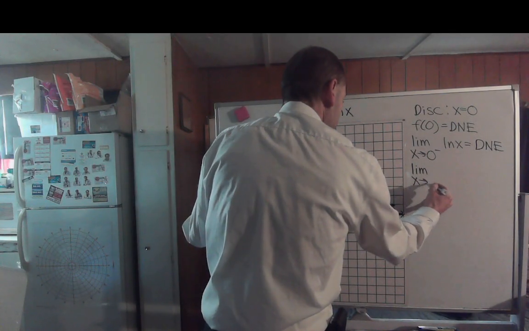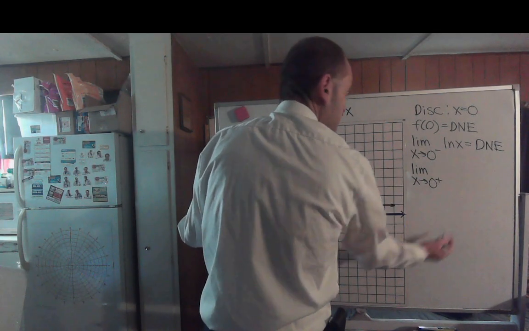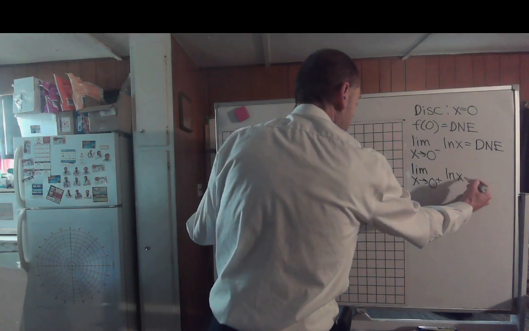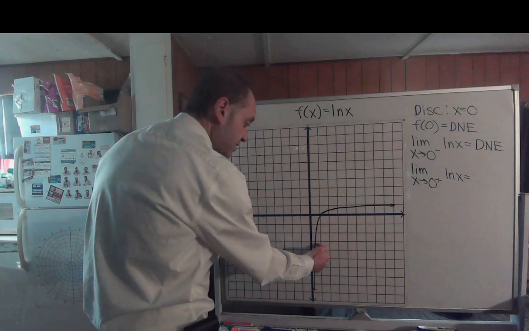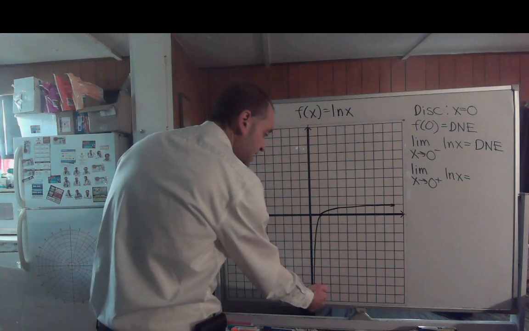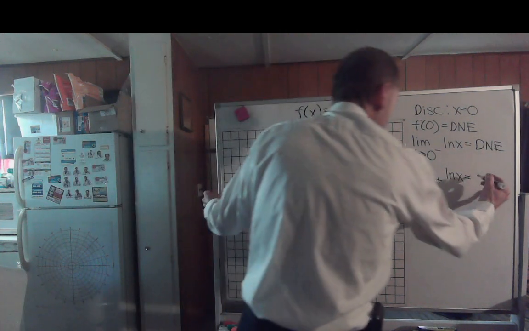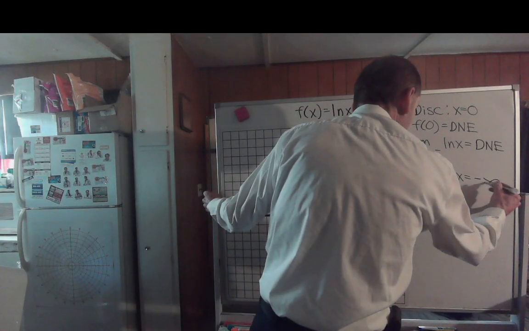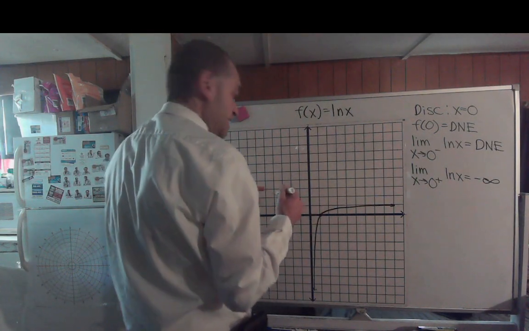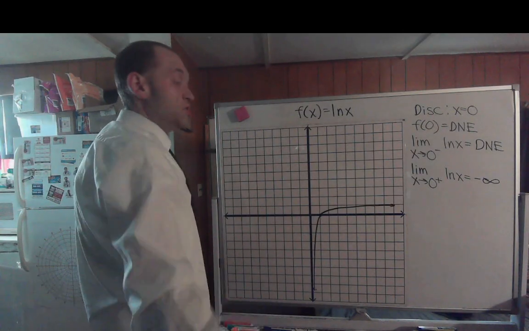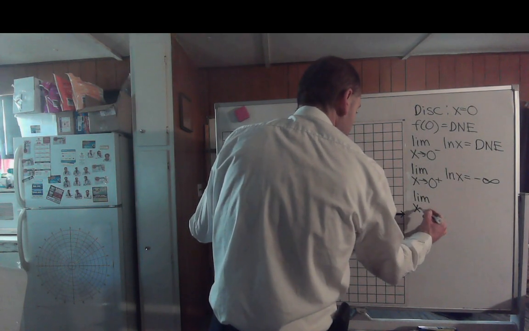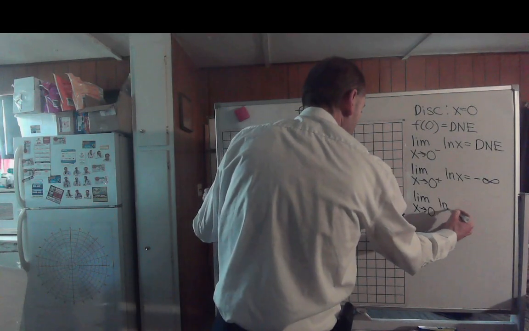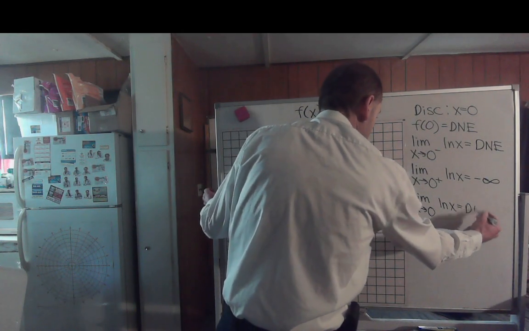If I take the limit as x approaches 0 from the right of the natural log of x, notice the closer I get to x equals 0 from the right, I'm going down towards negative infinity. So the right-handed limit of the natural log of x as it approaches 0 is negative infinity. And just on the fact that the left-handed limit does not exist, the general limit as x approaches 0 of the natural log of x does not exist.